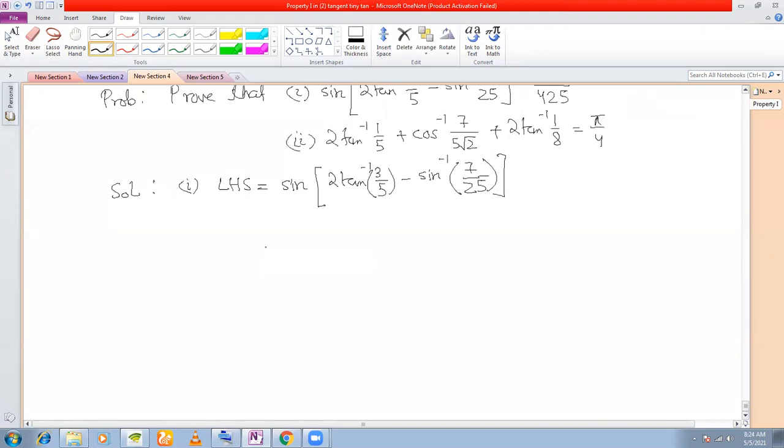How to change this sine inverse to a tan inverse? How do you remember this? You remember this formula that sine inverse of x is equal to tan inverse of x by root 1 minus x square, right? Isn't it? Remember this? Or should I show you the conversion from sine theta and then cos theta? Which one? Tell me.